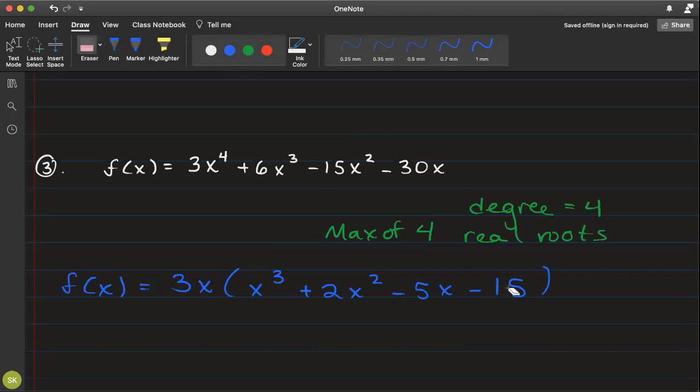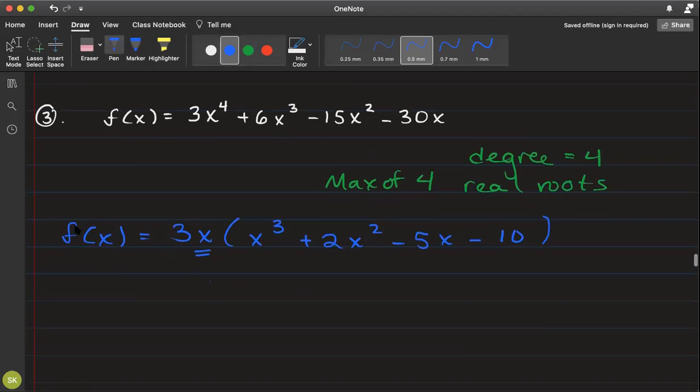Sorry, I didn't divide this one by 3, so that's a 10. Okay, so here I've already found one of the roots. You see that I factored out an x, so x minus 0 is a factor, which tells me that 0 is a root of this function. In other words, if I set this function equal to 0, then 0 would be a root. So we found one of them.